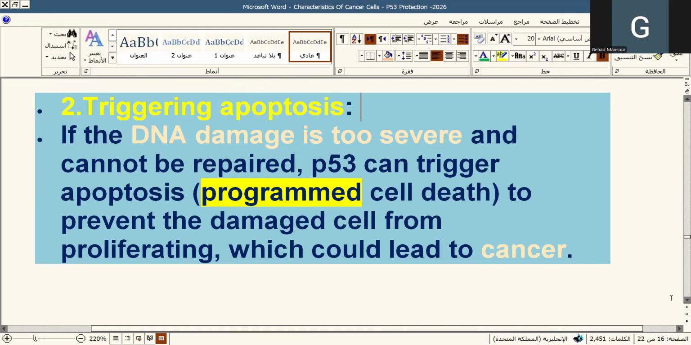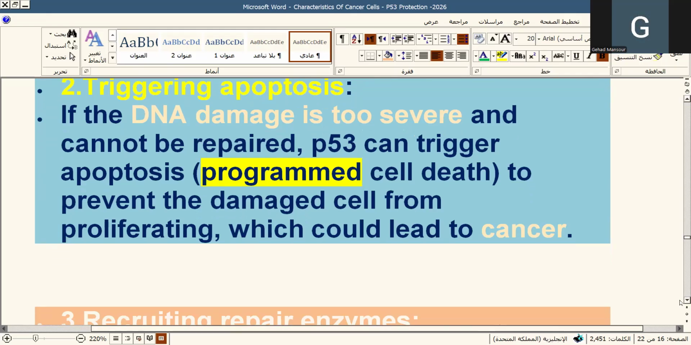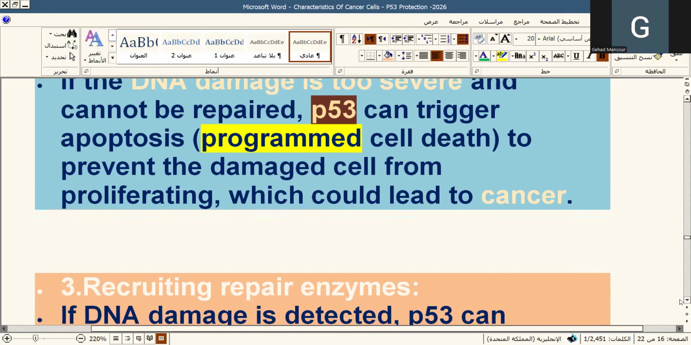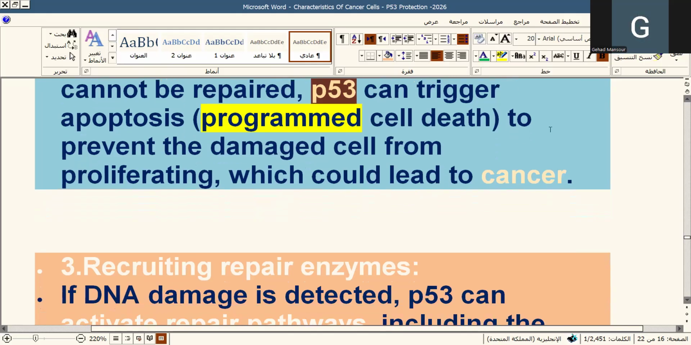So if the DNA damage is too severe and cannot be repaired, P53 will activate and trigger certain processes to start apoptosis. What is apoptosis? It is programmed cell death. It is a kind of cell death that does not initiate inflammation and where all the components of the cells can be recycled once again, and that is necessary in case the cell has any kind of damage.